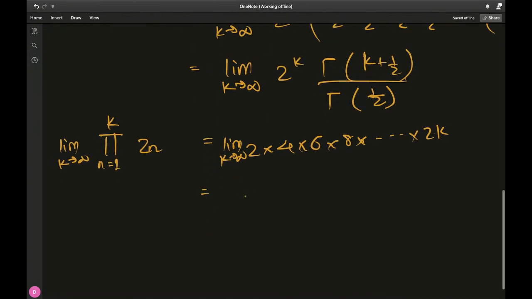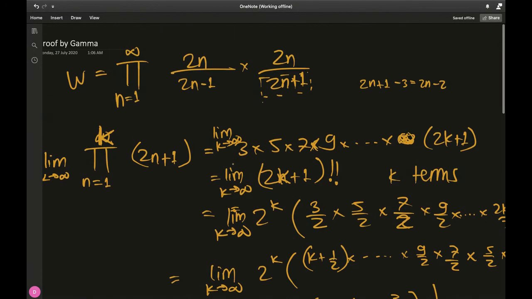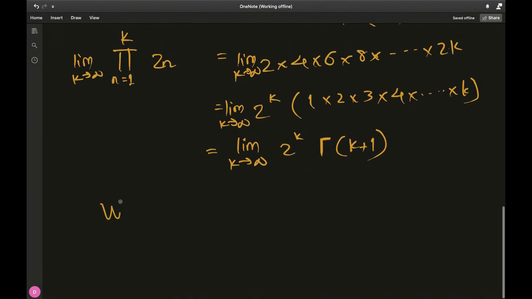And now we can basically factorize 2 from all the terms. So when there are k terms, 2 to the k factorized out, we have 1 times 2 times 3 times 4 till k, again in the limit as k goes to infinity. So we have the limit as k goes to infinity of 2 to the k times k factorial, which is gamma of k plus 1. Okay, again diverging terms, but don't worry, let's plug everything into this Wallis product.